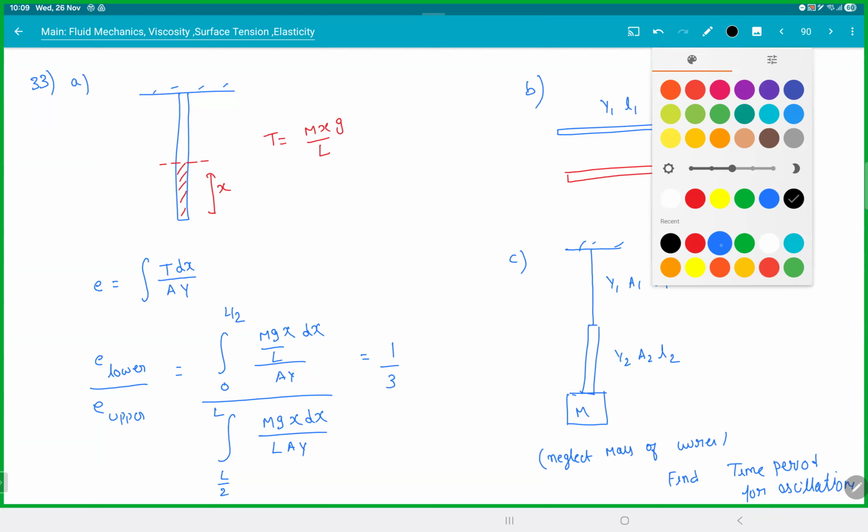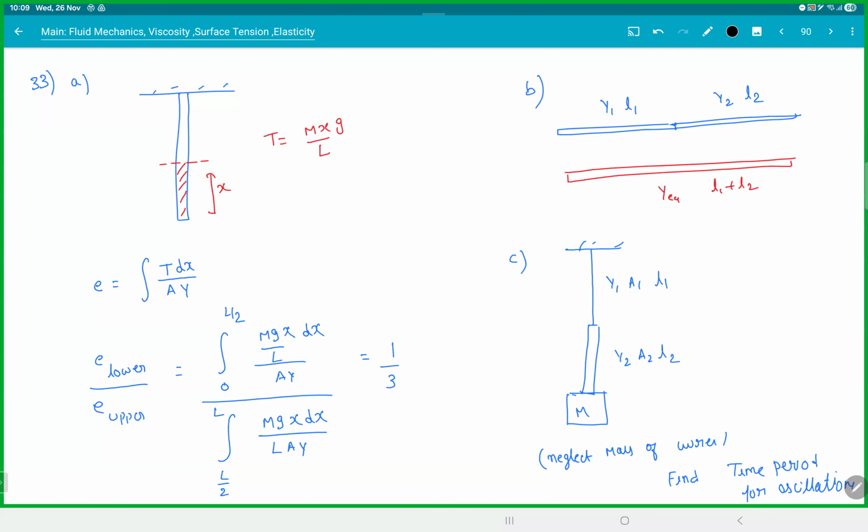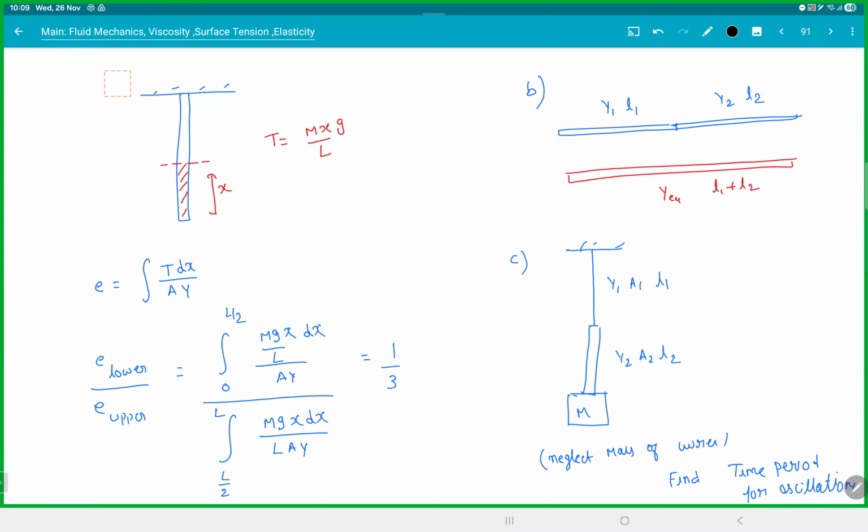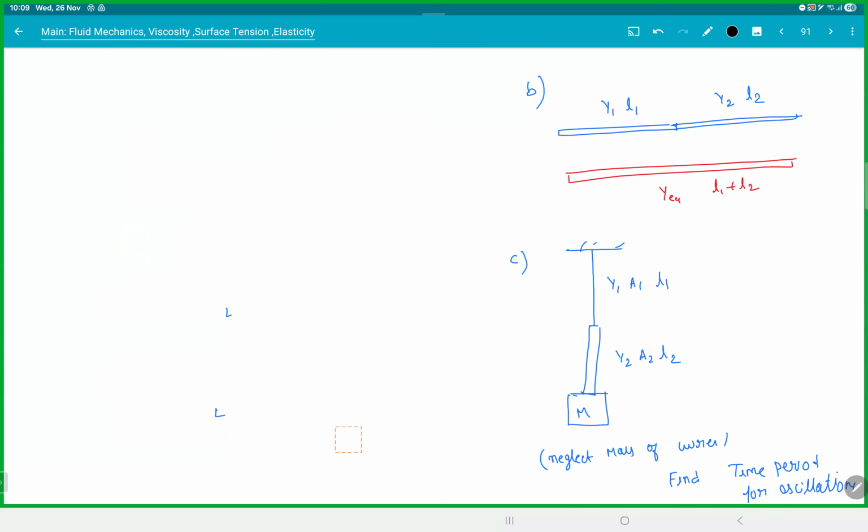So that would be how much? Just do it in one more page. So elongation in this rod is E1, elongation is E2, and let the net elongation be E1 plus E2. So E is equal to E1 plus E2, and the elongation formula is what? Tension times length, L1 plus L2. So tension is same in all of them.